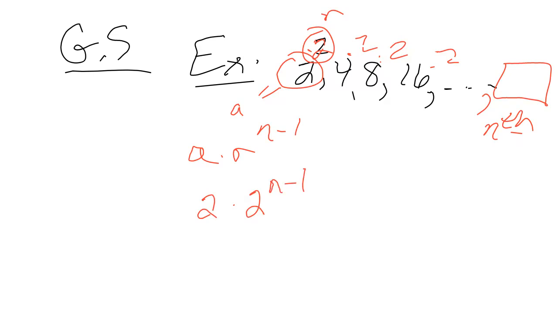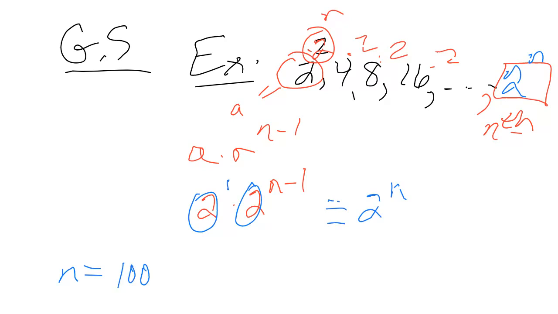Now in this case, this works out kind of nice because this is really 2 to the first power times 2 to the n, and same base, we add exponents, so this ends up being 2 to the nth power. So the value of the nth term is going to be 2 to the nth power. So what's the value of the n equals 100th term? In this case, it's going to be 2 to the 100th power.